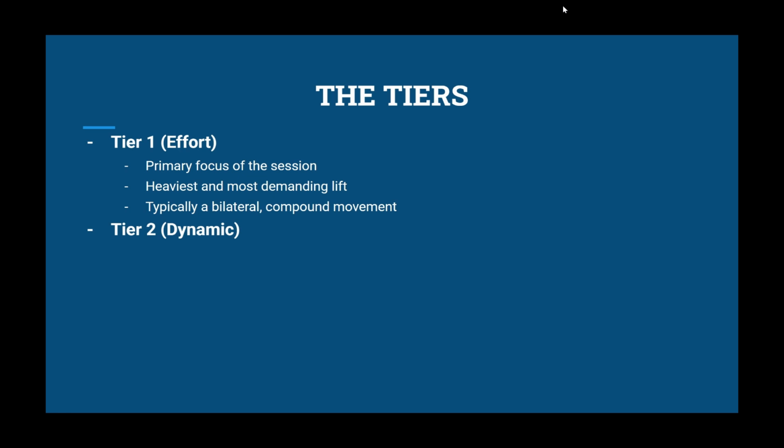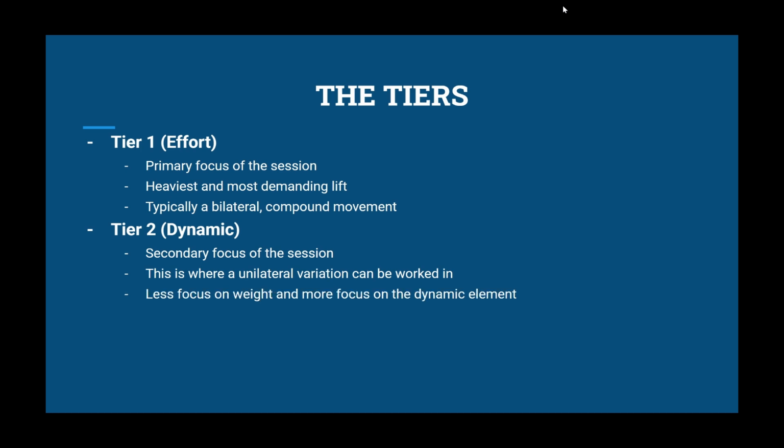Tier 2 is a dynamic effort movement. So this is the secondary focus of the session. This is where a unilateral variation can be worked in pretty easily. There's less focus on weight and more focus on the dynamic element. So when this system was created by Joe Ken, the dynamic component of this was typically more West Side focused, so thinking chains, bands, stuff like that. With lacking availability of those things, this is where the unilateral variation can be worked in very well.